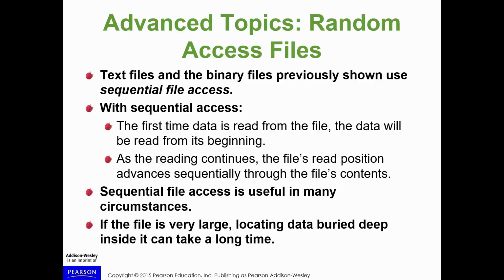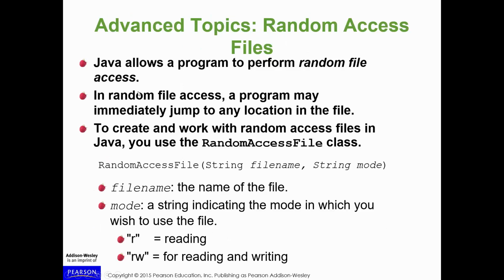In many circumstances, like payroll applications, sequential file access is all you'll ever need. But as mentioned on the very bottom of this slide, if a file is very large and you want to look for just one piece of data in it, it can take a long time to read through everything, especially if it's at the end. So Java allows you to perform random file access, where you can jump immediately to any location in the file.